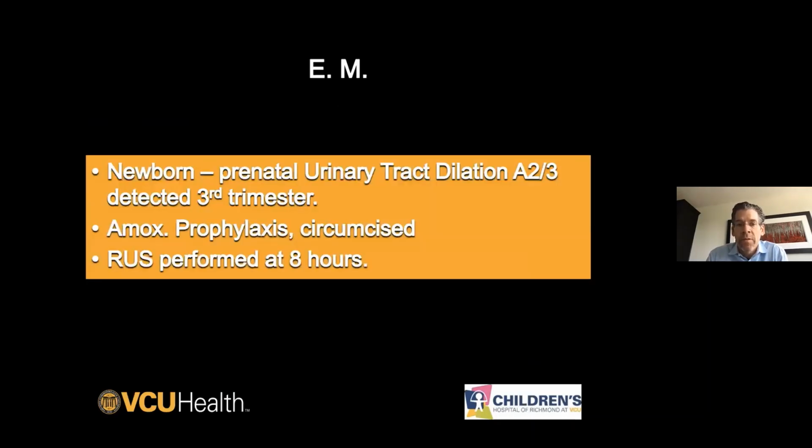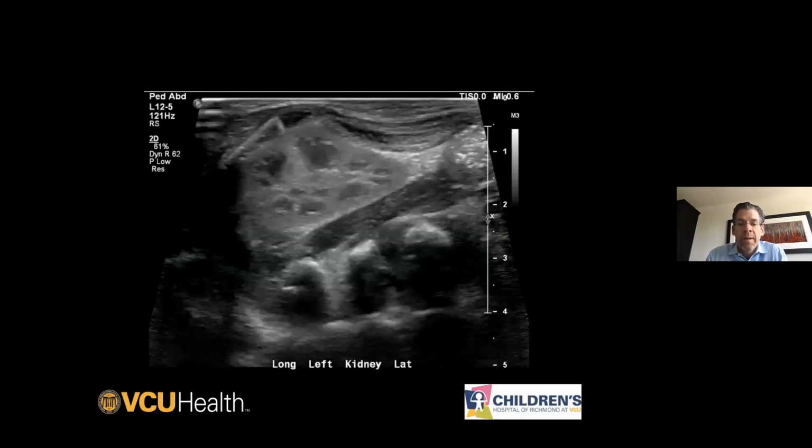Now, what I'm going to do here is transition, and these are cases of UPJ-like urinary tract dilation, and I thought they would be neat to go over. They all have a different outcome. So this patient EM presented with A2, or increased risk, urinary tract dilation at the 3rd trimester, and we recommended prophylaxis. Circumcision was performed. Ultrasound was performed at 8 months of age.